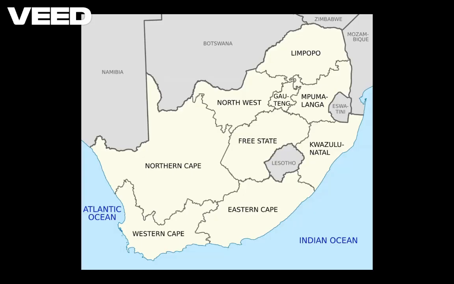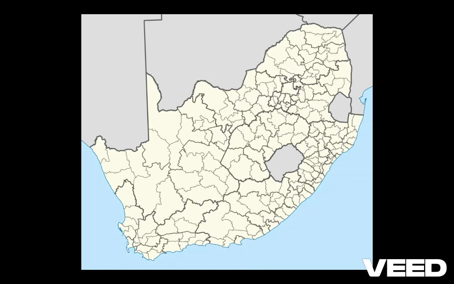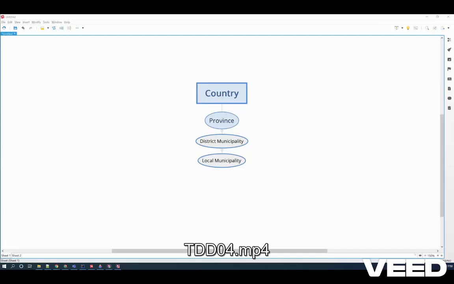Now, this, as you can see, is a map of our beloved Republic of South Africa. So the requirement is simple. Build a system that will store areas depending on where they are located. South Africa is divided into provinces, district and metropolitan municipalities. Then you get local municipalities. This is a high-level flow of our requirement. We know that a country contains provinces, which contain district municipalities, which contain local municipalities.